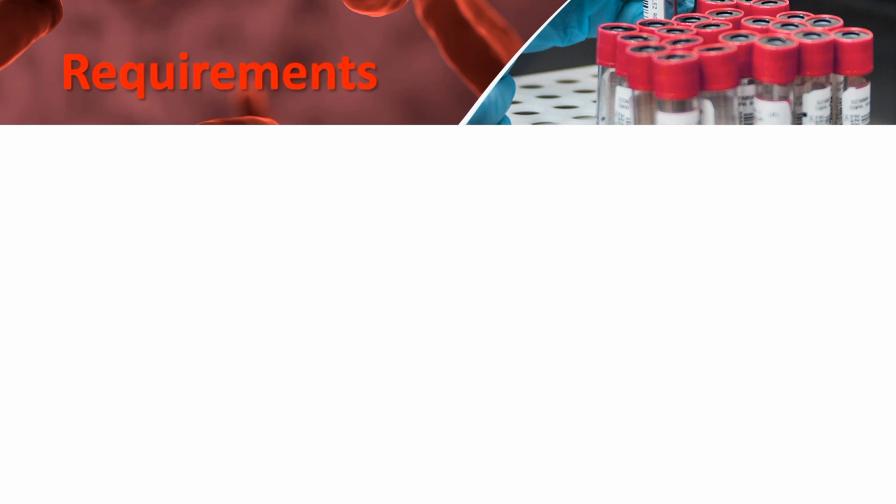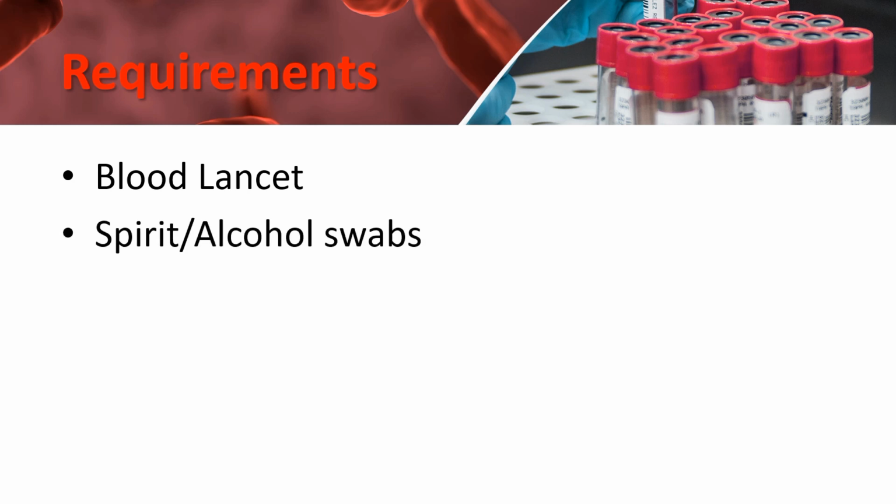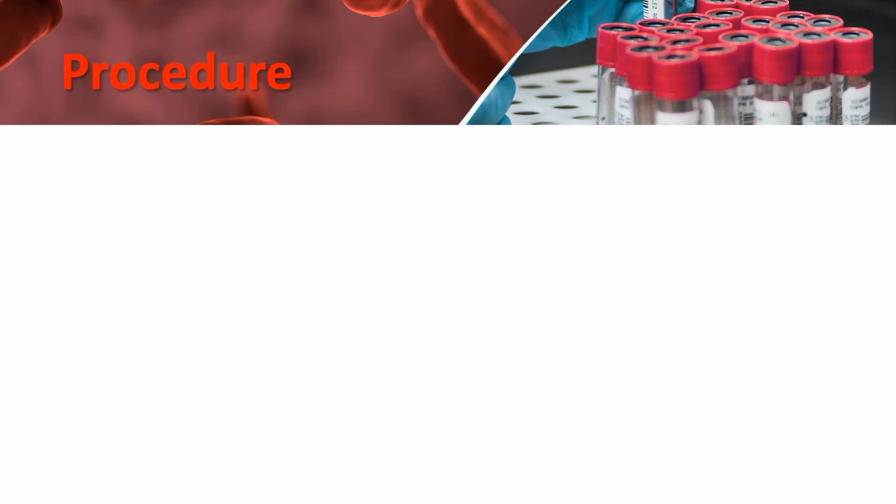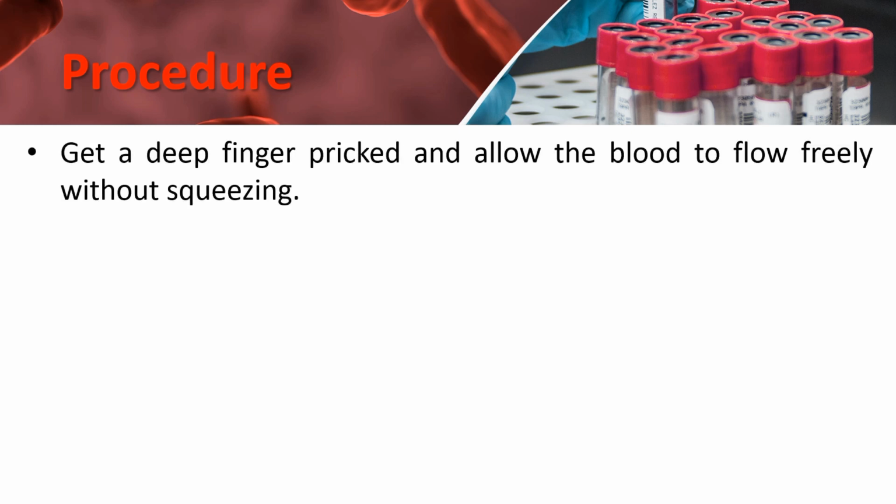Now, what are the requirements for this practical? In order to perform this practical, you will need blood lancet, spirit or alcohol swabs, stopwatch, and a capillary tube. What is the procedure of this practical? First, get a deep finger pricked and allow the blood to flow freely without squeezing.